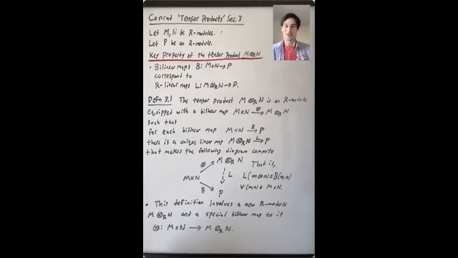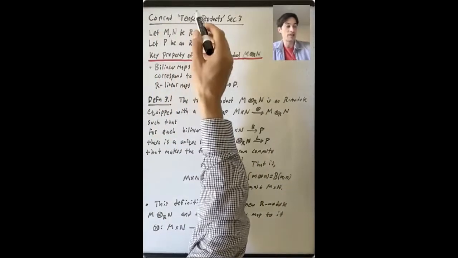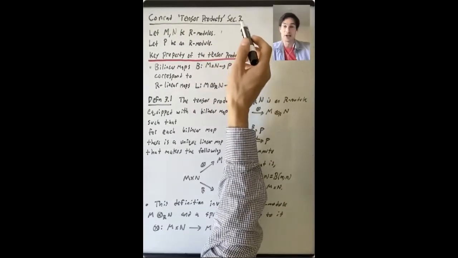In the last lecture, we talked about bilinear maps as motivation for taking the tensor product of two R modules. In this lecture, we're going to focus on the actual construction of the tensor product and prove that this is a thing that actually exists. Our main reference for this lecture is going to be Keith Conrad's notes on tensor products, section 3.